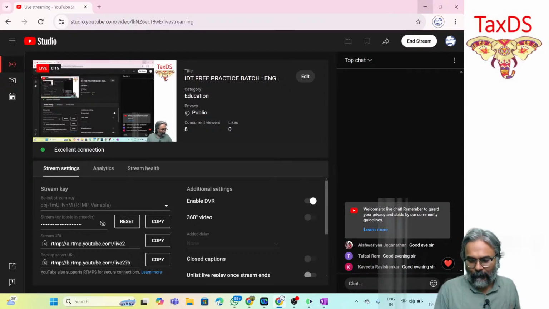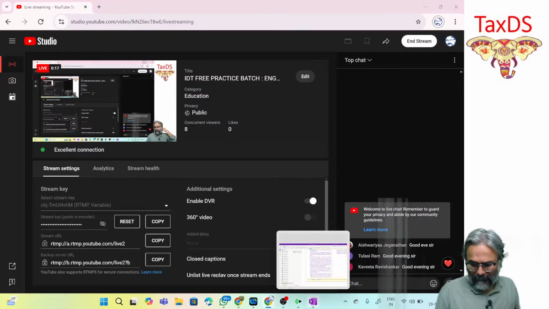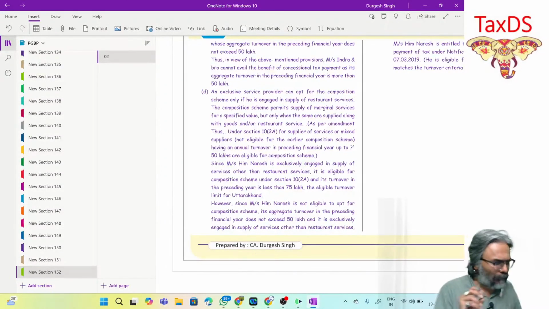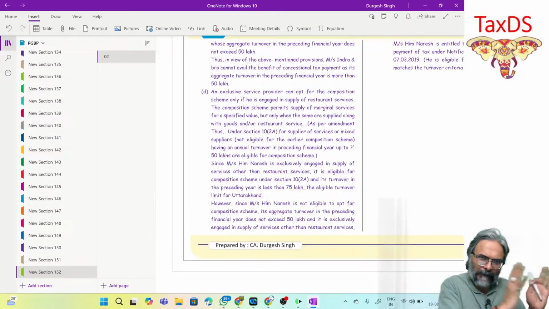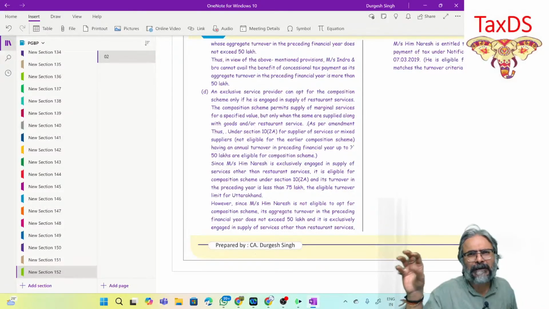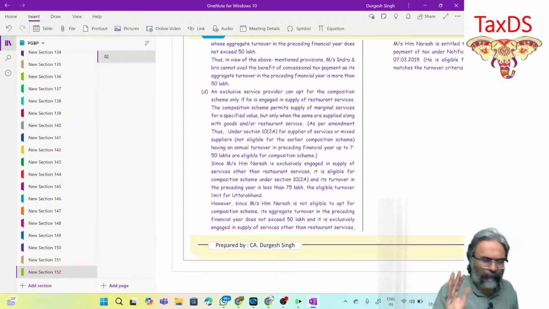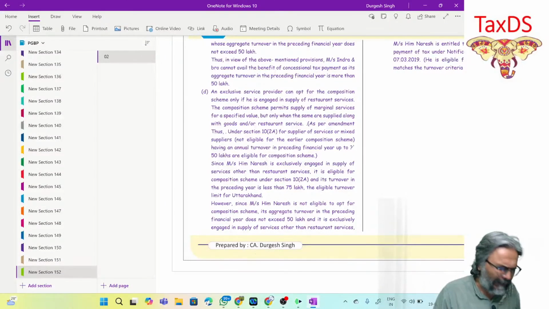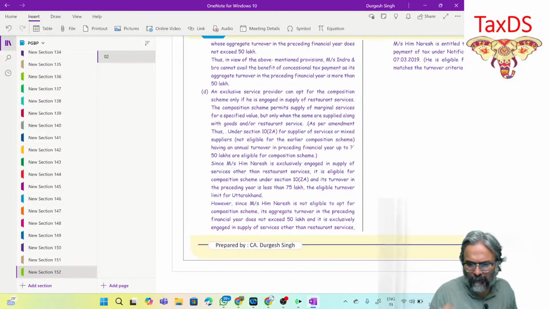So, students, I've uploaded the PDF file of this question and answer. As I told you, this would be one of the most important lectures as far as the composition scheme is concerned. We have understood the entire concept in the conceptual class. Now, in this session, we will be doing the question and answer on the composition scheme. One of the most likely questions as far as your November 24 examinations are concerned. In fact, for every attempt, this is one of the most important.